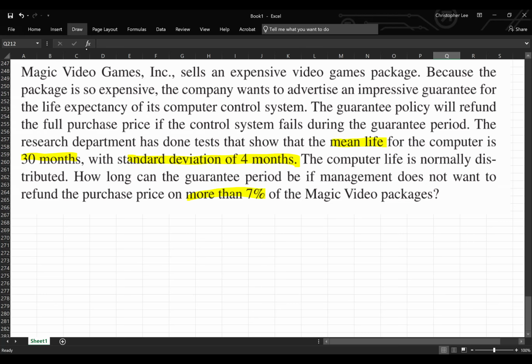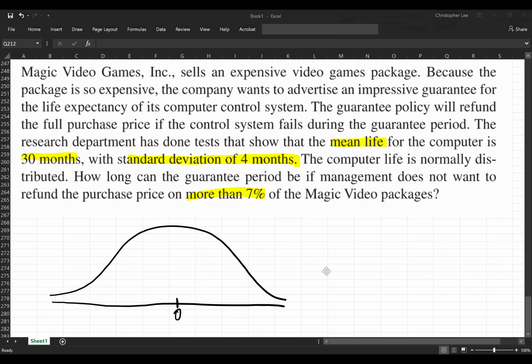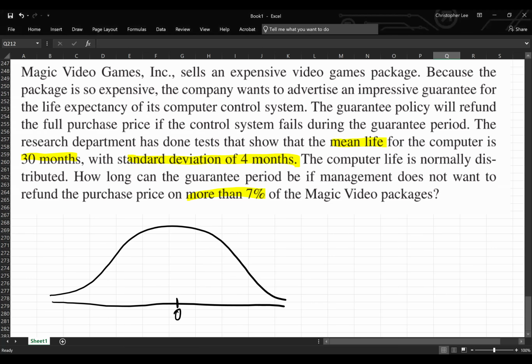More than 7%. All right, y'all got to help me out here. More than 7%. So, where am I going to draw this? Is it on the right side or the left side? No guesses? All right, here. No, it's on the left, right?